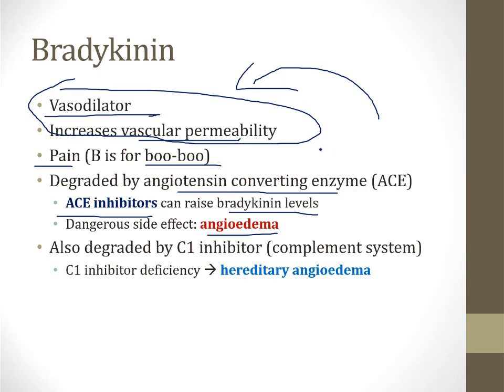Another thing to know about bradykinin is that it's degraded by the C1 inhibitor of the complement system, which I talk about in the immunology videos. This means if patients are born with a deficiency of the C1 inhibitor, they will always have high levels of bradykinin, and therefore they will get recurrent bouts of angioedema. This is a condition called hereditary angioedema. Basically what's going on here is because there's too much bradykinin around, these patients are developing signs of inflammation like redness and swelling outside of an inflammatory trigger.